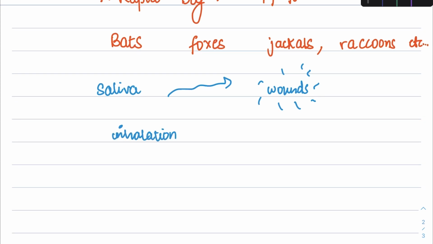Another way is by inhalation. This mostly occurs in people working in laboratories. Next is organ transplantation, such as cornea transplantation.